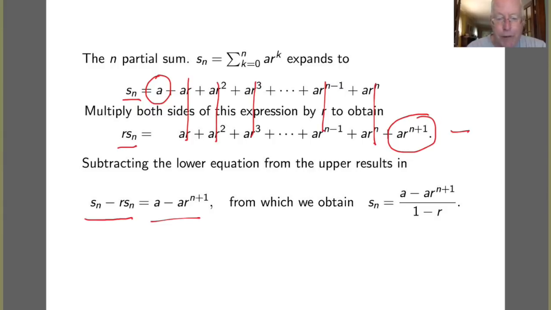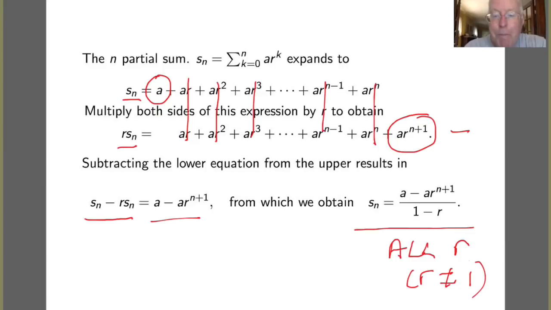Just divide both sides by 1 minus r, and we have the partial sums of the geometric series displayed right there. Now we haven't yet used the fact that r is between minus 1 and 1, so in fact this formula for the partial sums is true for all values of r, as long as r is not equal to 1, where there are some special considerations. But now we're going to recall that r is supposed to be between minus 1 and 1 and take the limit to get the sum of the series.